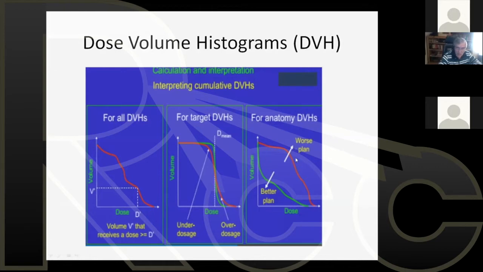And with all dose volume histograms, a worse plan for an organ at risk would be when the dose volume histogram trends up to the right, and a better plan for an organ at risk is when it falls off very, very sharply in the low dose region.